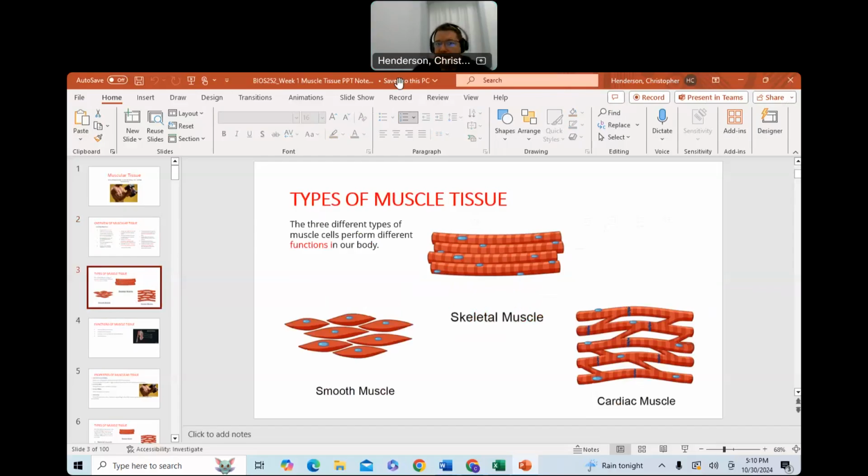Skeletal muscle, where do we find it? Attached to our bones. What does it do? It helps us move, helps us set posture, generate force, open and close openings. Cardiac, where do we find that? Around the heart. What does it do? It's going to cause the heart to pump. Smooth muscle, where do we find smooth muscle? Smooth muscle we find around our organs. What kind of organs? Like our bladder, like our arteries, like our esophagus.